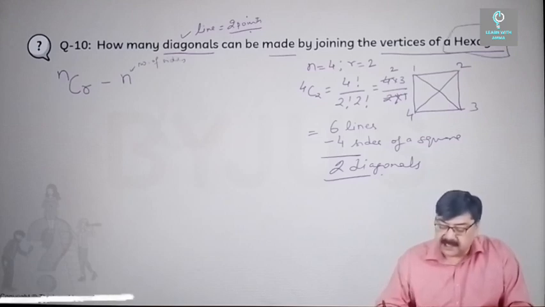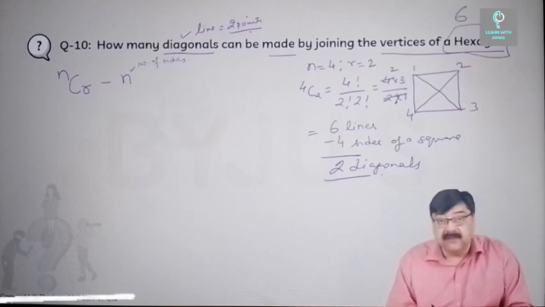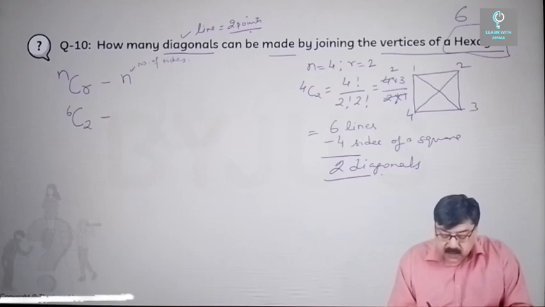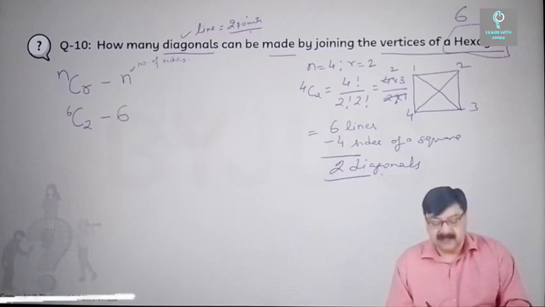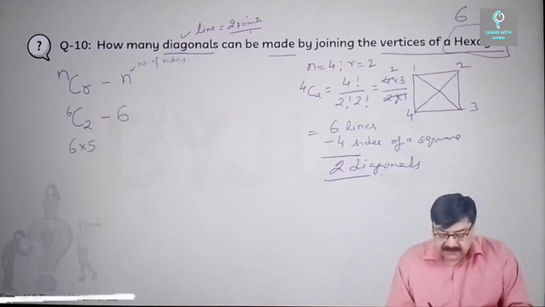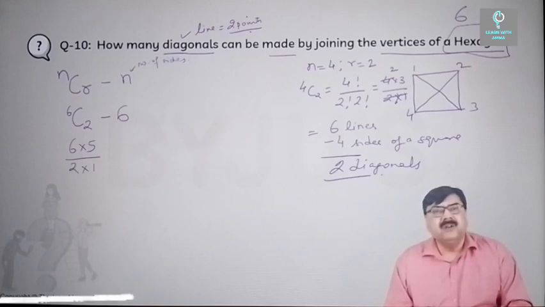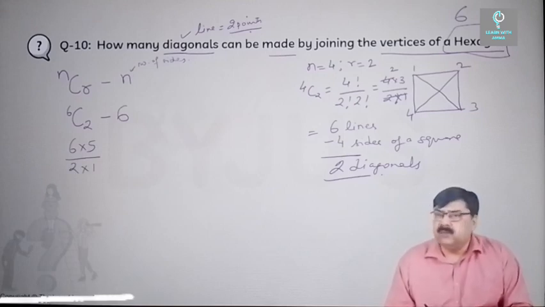Now we're talking about a hexagon here. A hexagon, you know, is a 6-sided figure. So the value of N here is 6. So basically we have to calculate 6C2 minus 6. Now this becomes 6 into 5 by 2 into 1, because anyhow 6 minus 2 is 4 factorial, that would get cancelled.